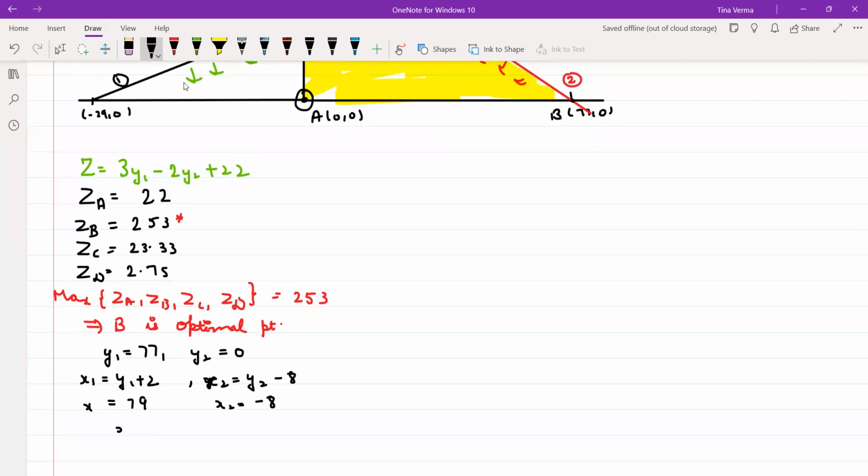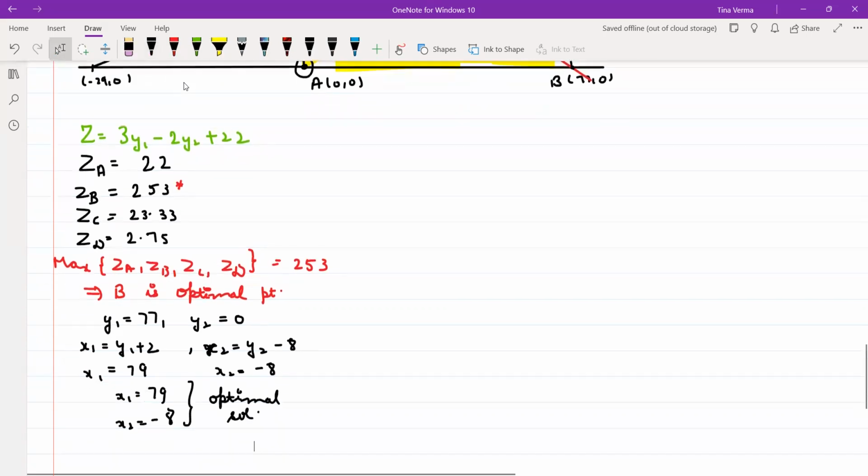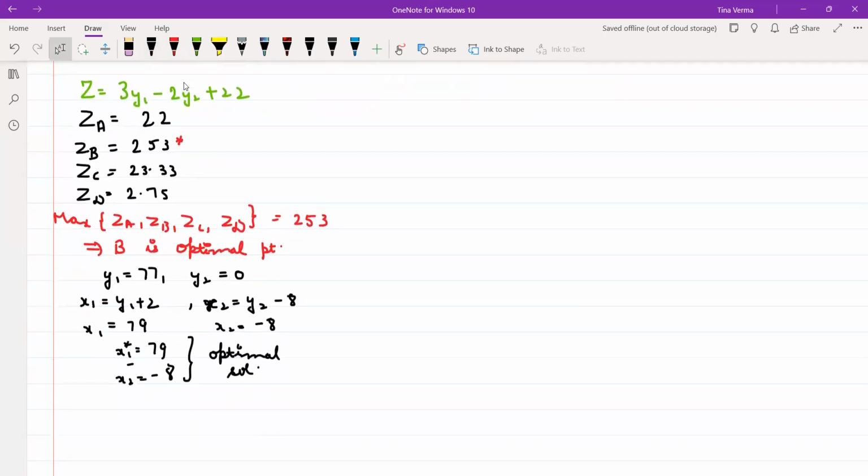So my x1 is equal to 79 and my x2 is equal to -8. This is my optimal solution. And what will be the optimal value? You will just put it in the objective function, that will be 3x1 minus 2x2 star. That will give you nothing but the same value which you got over here, maximum over here.